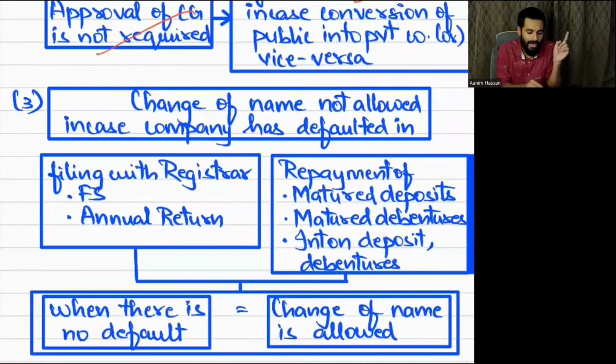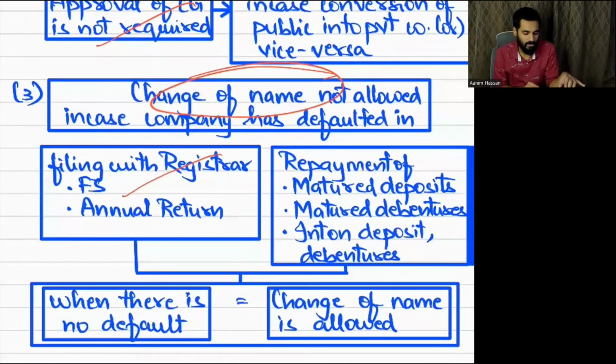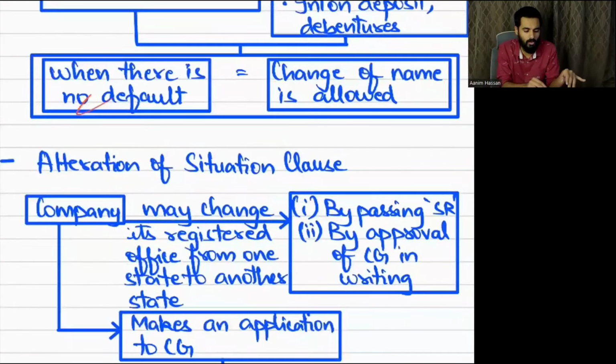Sir, what if I have defaulted in two things: either in filing the financial statements and annual returns with the registrar, or in the repayment of deposits, debentures, and interest? If I have defaulted in either of these, then I cannot change the name. Yes or no? Yes. If there is no default, then you can change the name.